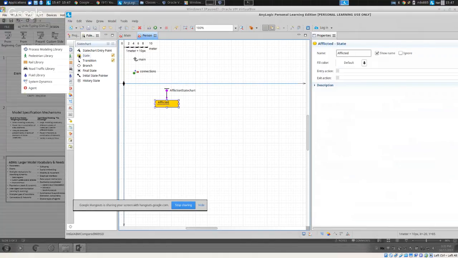We will drag down another state. We will call it, oh, sorry. I screwed them up, didn't I? This should have been called what?